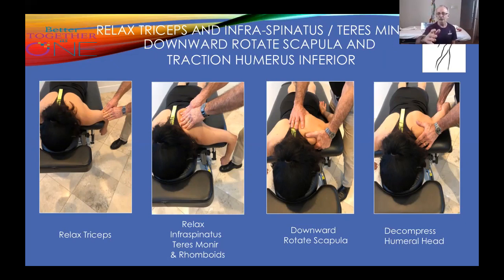Also, when you downward rotate the scapula, as in the third image, what it does is it relaxes the rhomboids, it repositions the levator scapula. It really helps both the neck and the shoulder feel so much better. And again, in the fourth slide, we're decompressing the humeral head because we want to get it off of the subacromial bursa and the supraspinatus tendon.